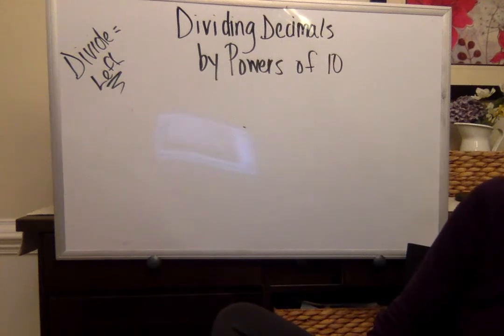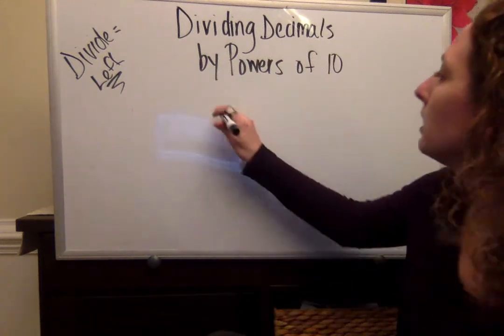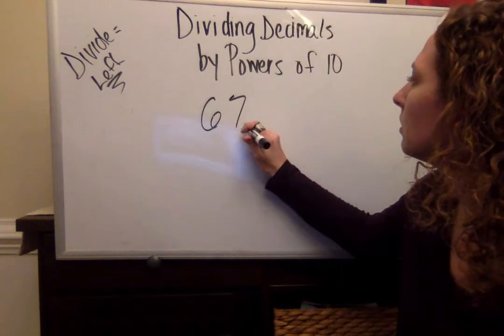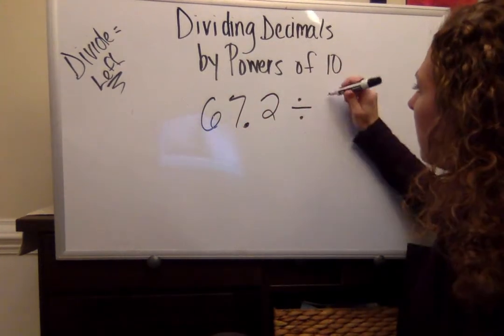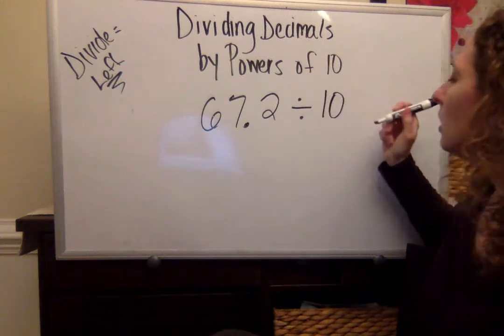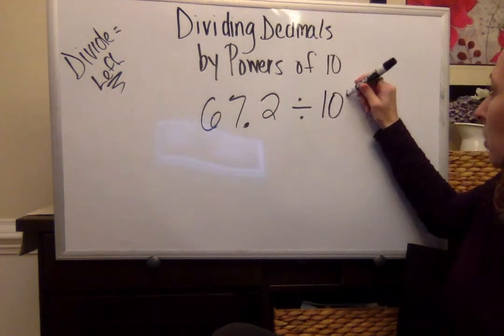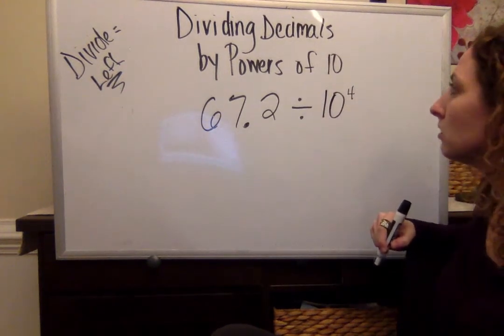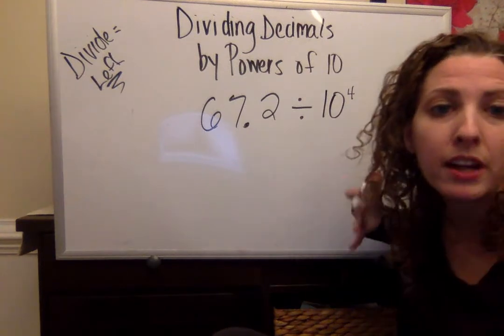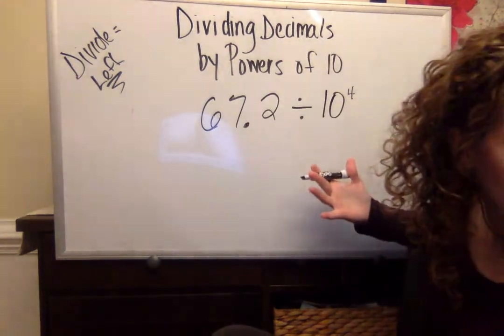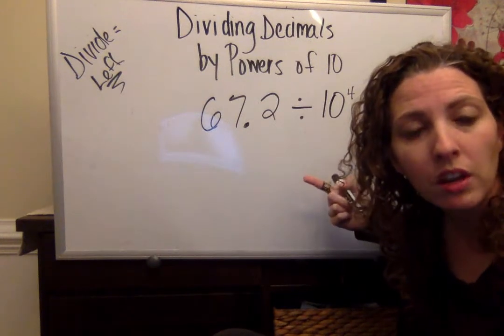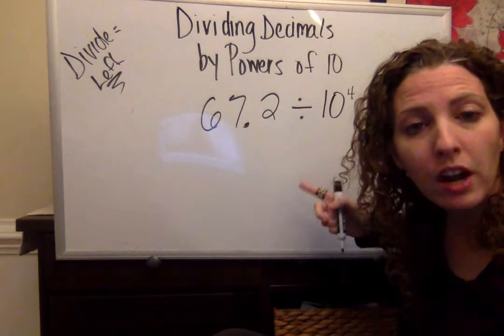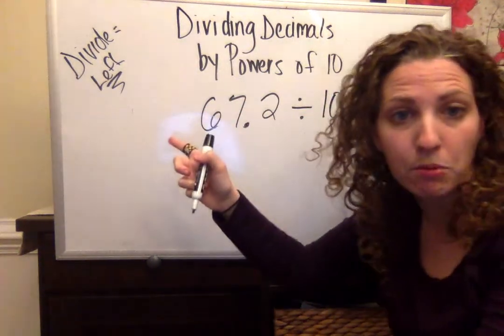So let's try, how about we do 6.72 divided by 10, let's just say 10 to the 4th, okay? Remember, your exponent could be 1, 2, 3, 4. It could go all the way up to 6. And all that exponent tells you is how many places you're going to be moving over.